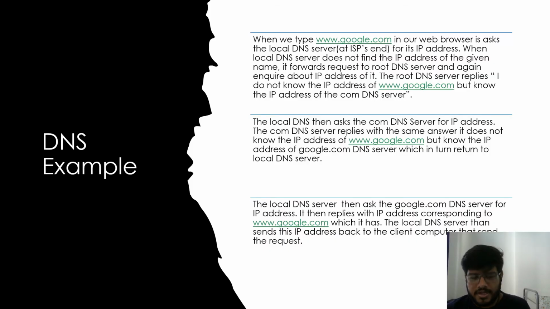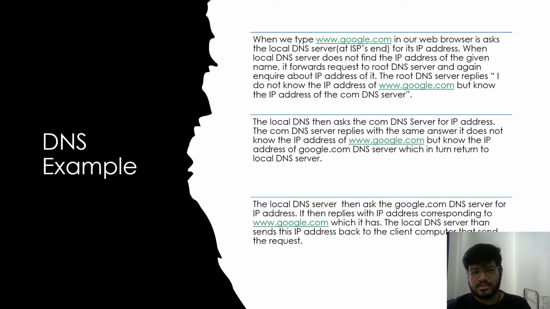So now let me explain with an example how DNS works. One of the most basic websites that we use on a daily basis is google.com. When we type google.com in a web browser, it basically asks the local DNS server at the ISP's end for its IP address. When the local DNS server does not find the IP address of the given name, it forwards the request to the root DNS server and inquires about the IP address. Then the root DNS server replies, I do not know the IP address of www.google.com, but I know the IP address of the COM DNS server.